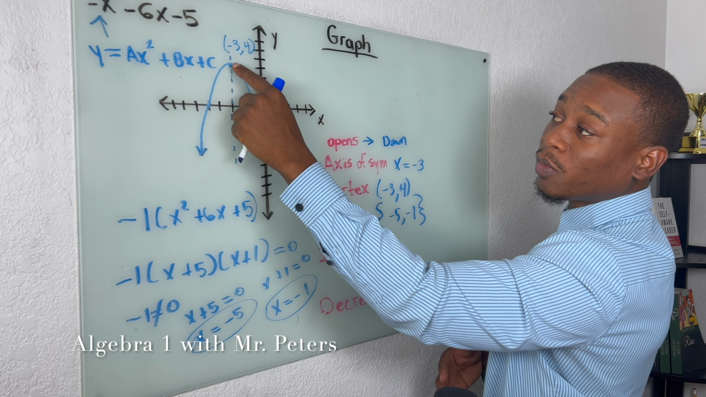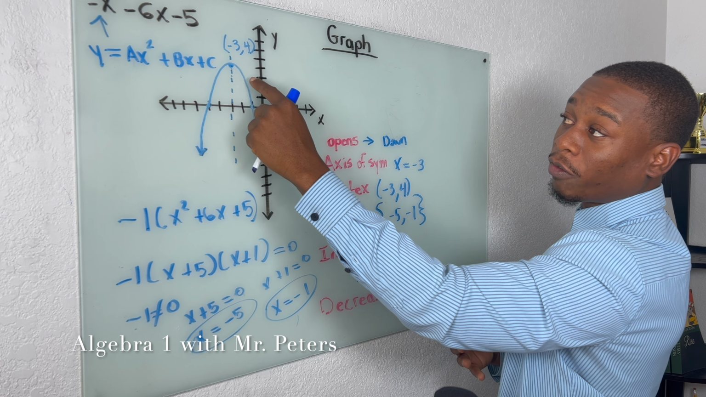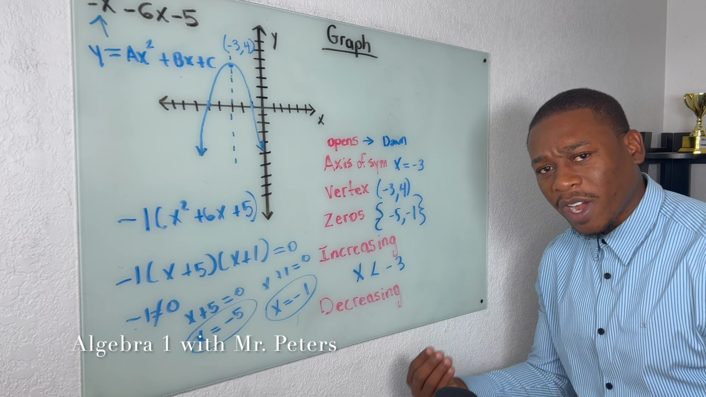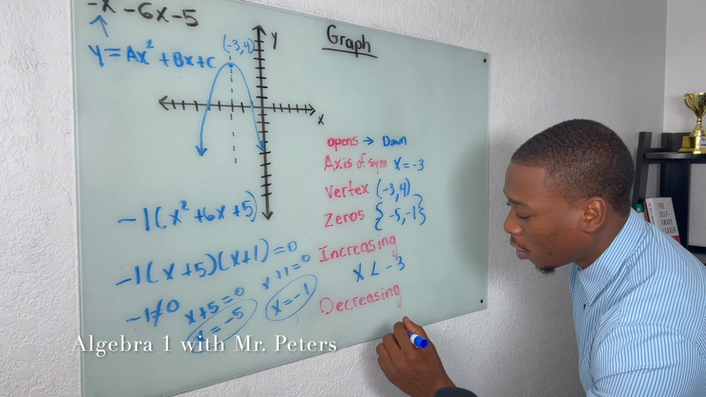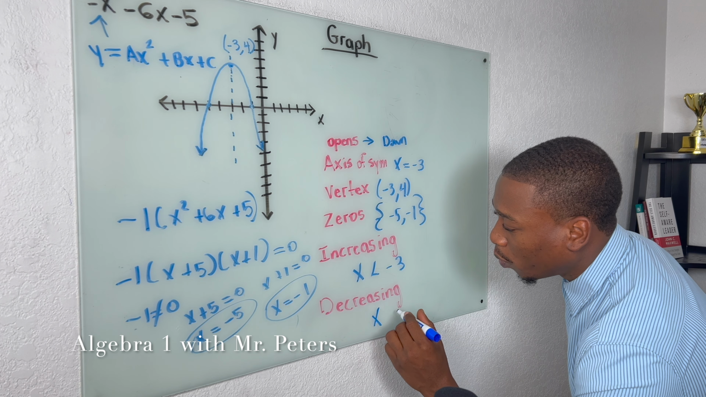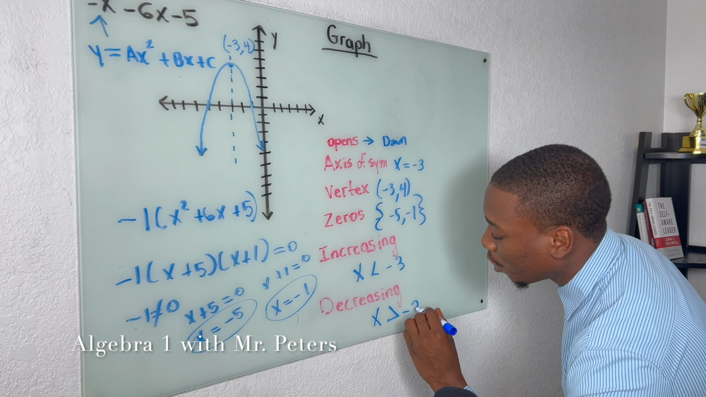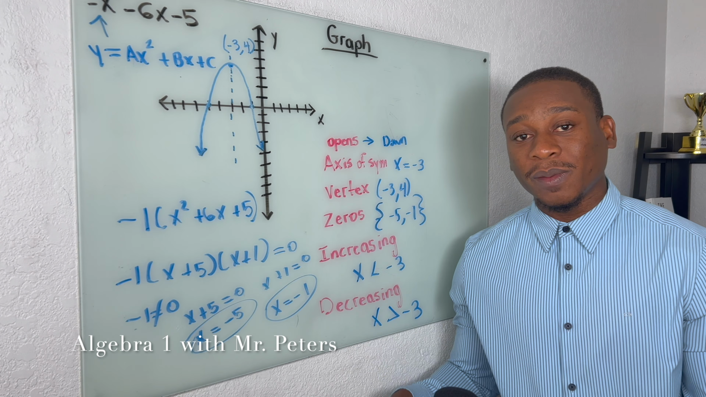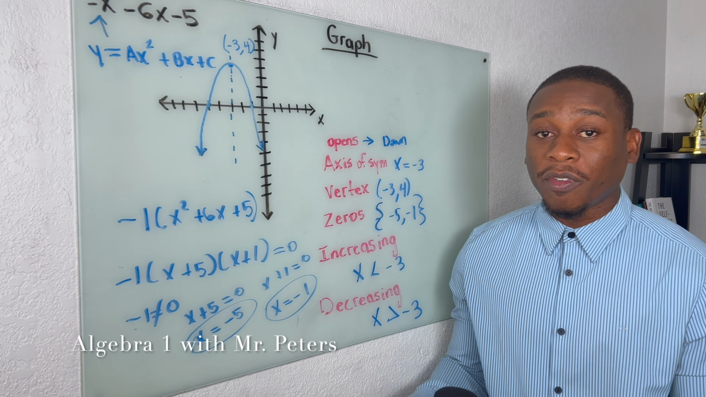Now, when x becomes larger than -3 and we're following the graph line towards the positive side of the x's, the y's are now decreasing. So for our decreasing answer, we will put x is greater than -3. So please, guys, remember these key concepts and tips when we're graphing parabolas.